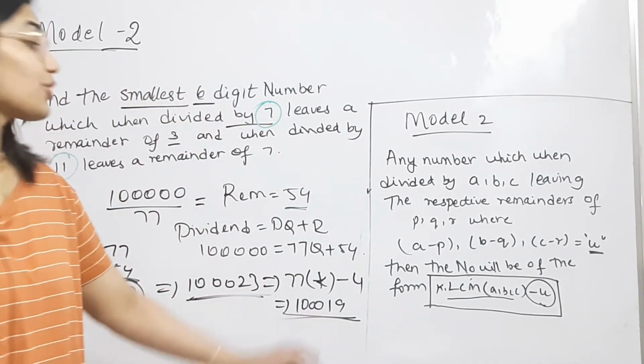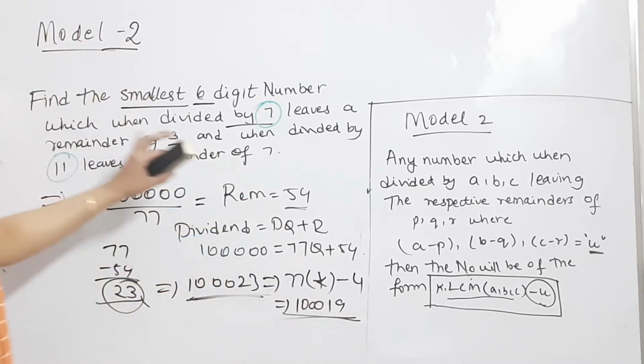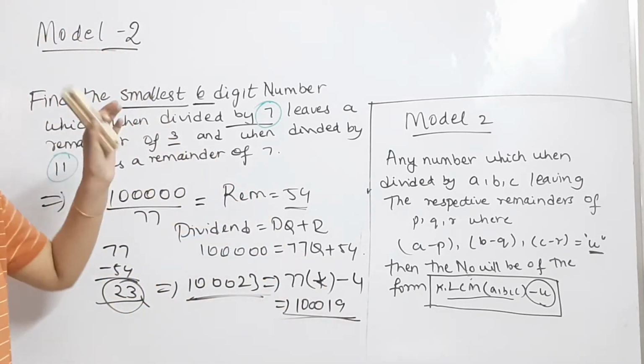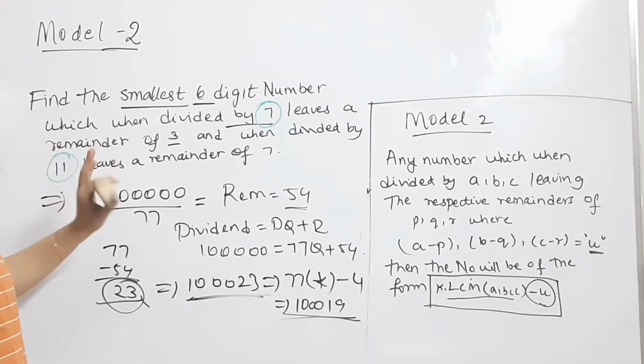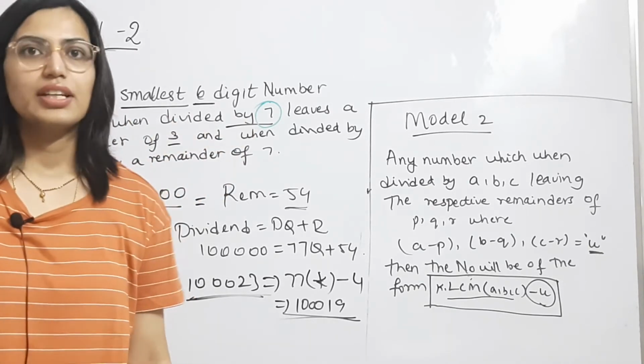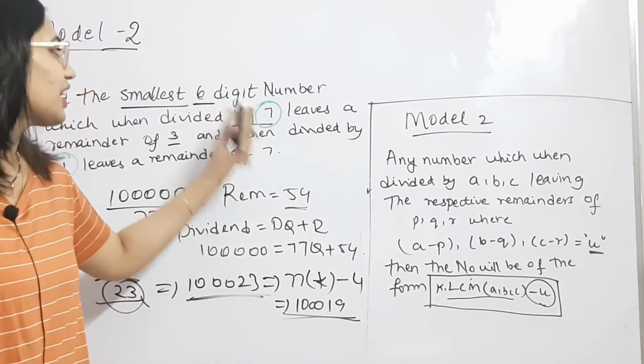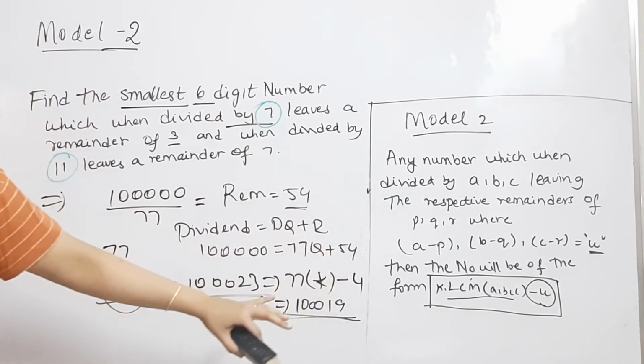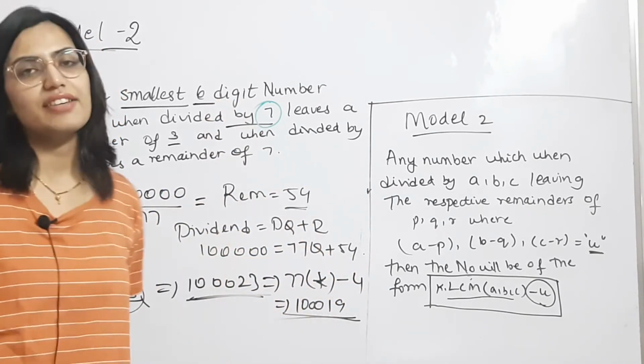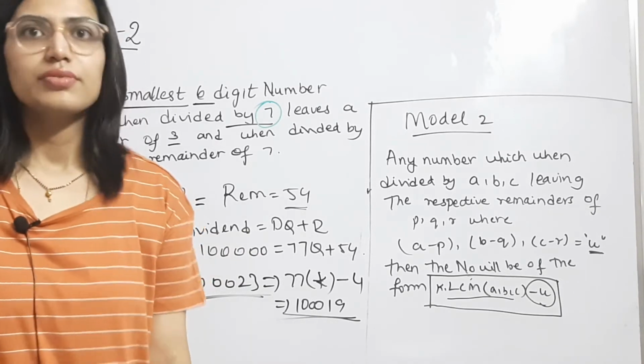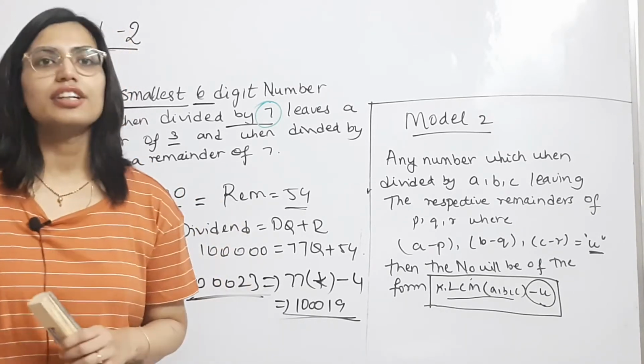100,019. So this is the number, the smallest 6-digit number, which when divided by 7 leaves a remainder of 3, and which when divided by 11 leaves a remainder of 7. This is how you solve. For largest, you just subtract the remainder and then divide by 77, you will get the answer. Okay, so this is model 2.